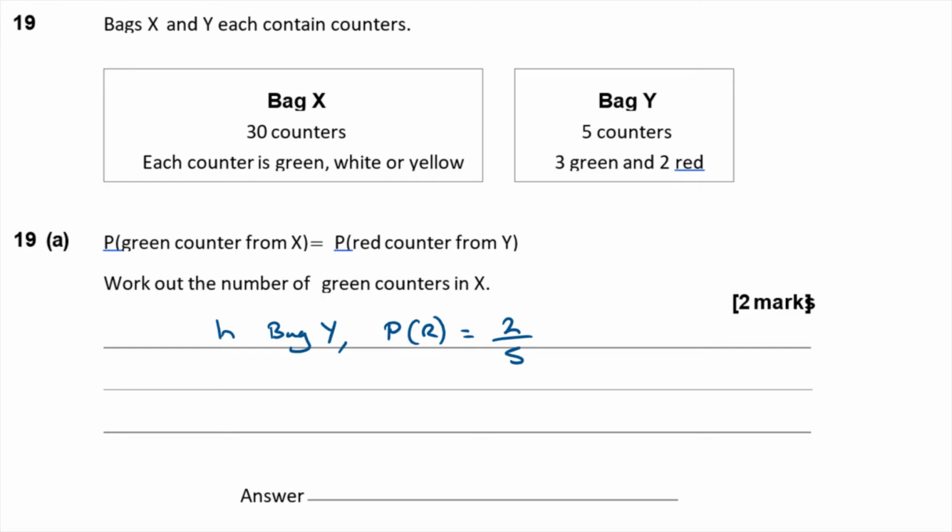And the only way that it can be 2/5 is if 2/5 of the 30 counters in bag X are green. So what we need to do is work out what 2/5 of 30 is. 30 divided by 5 is 6. 6 times 2 is 12. So that's 12. So there must be 12 green counters in bag X then. So the answer is 12.